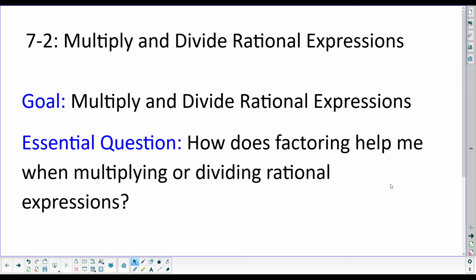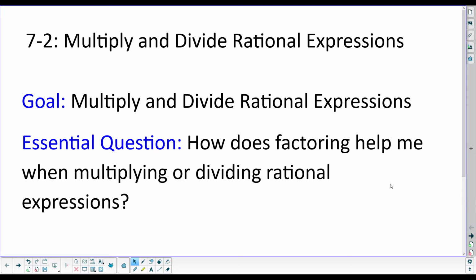So we've already looked at what a rational expression is, and some of the terminology that goes along with it, right? Asymptotes, vertical asymptotes, horizontal asymptotes. We've looked at what the graphs look like and some of the features of those graphs. And today we're going to look at some of the math involved in these.